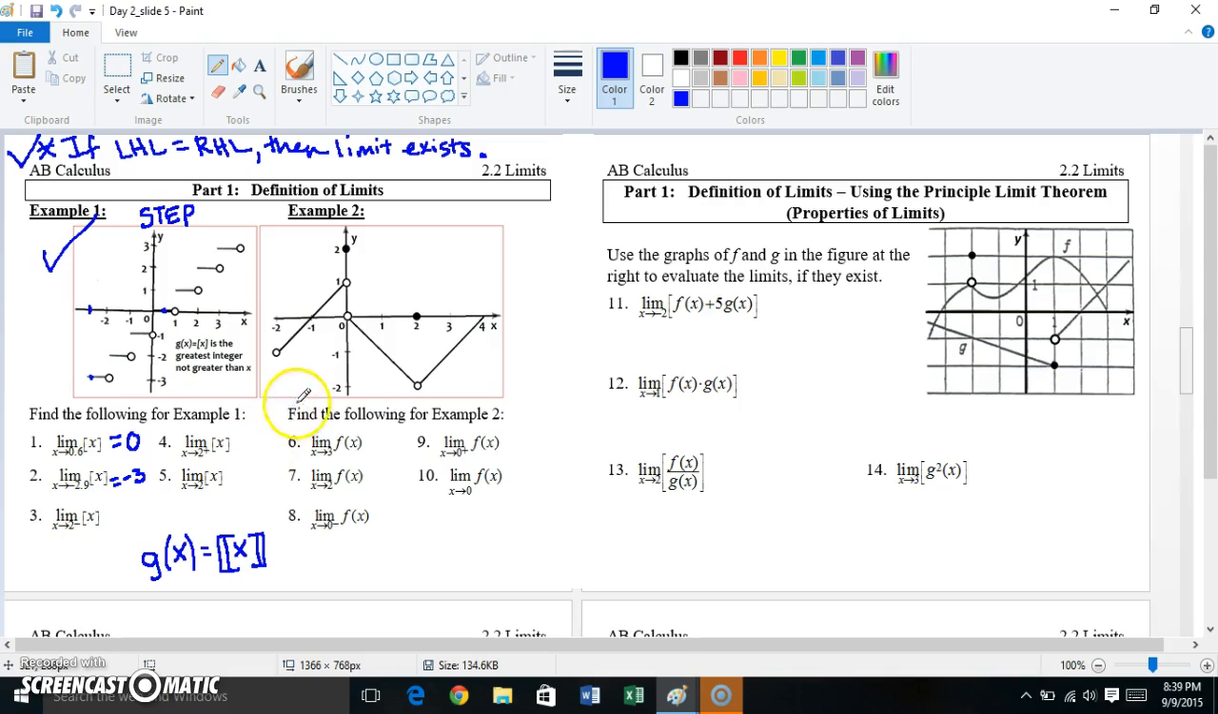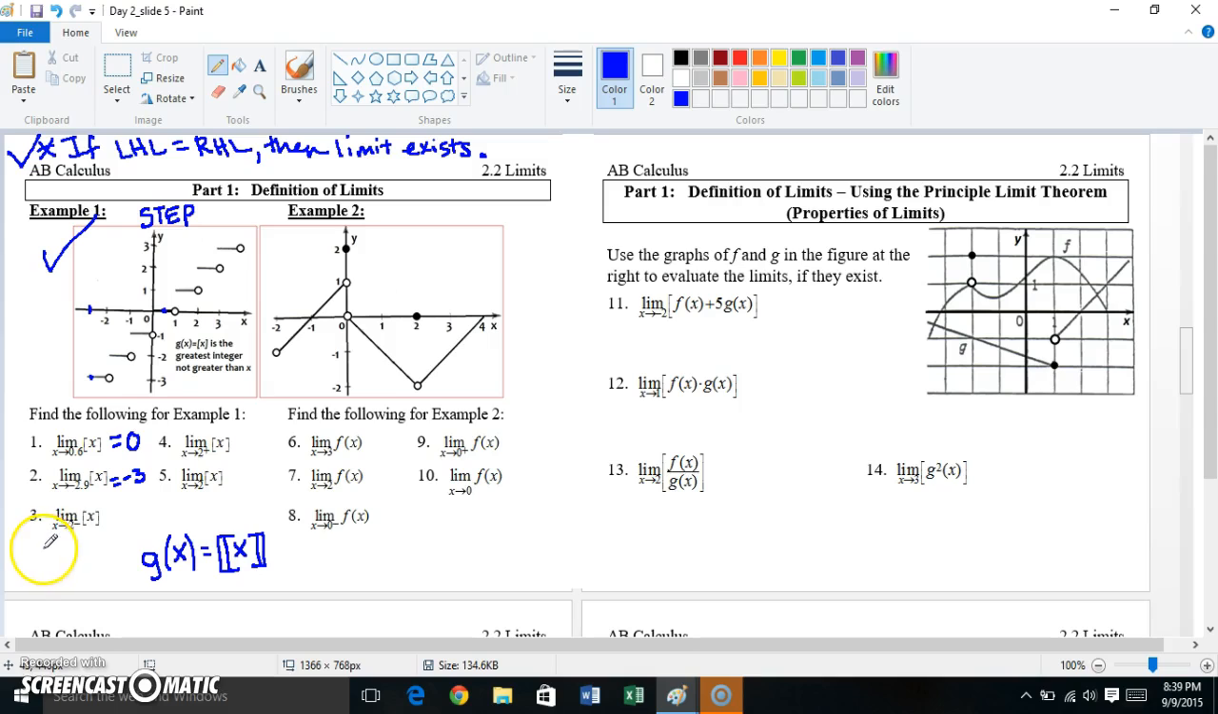If you haven't seen the greatest integer function before, it is the greatest integer less than or equal to the number you put in. So when I put in 0.6, the greatest integer less than or equal to 0.6 is 0. When I put in negative 2.9, the greatest integer less than or equal to negative 2.9 is negative 3.